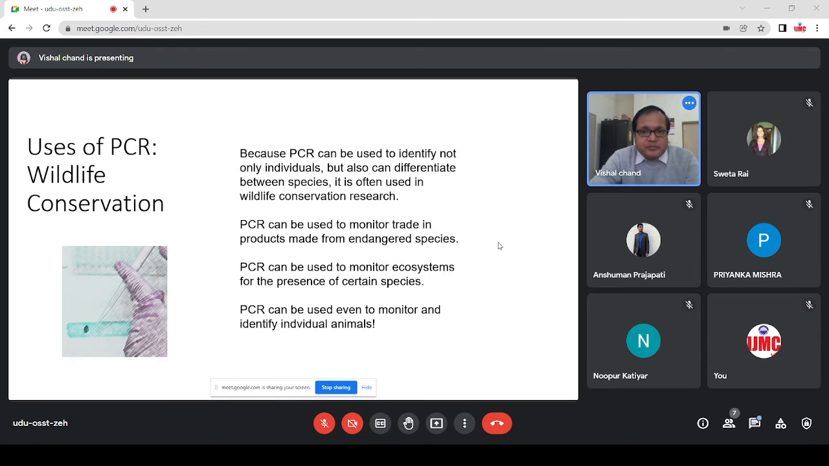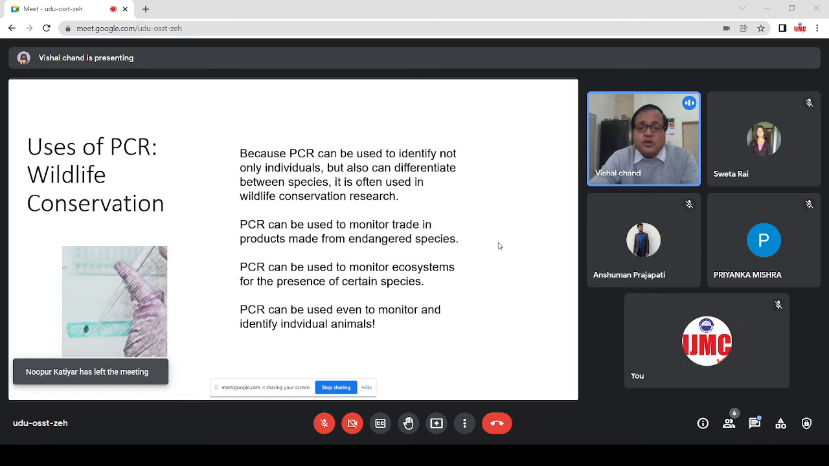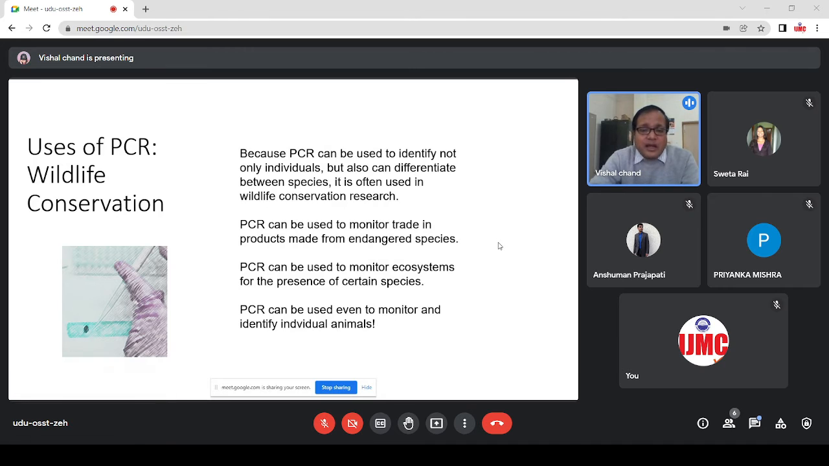Wildlife conservation. PCR can be used to identify not only individuals but also to differentiate between species. It is often used in wildlife conservation research. PCR can be used to monitor trade in products made from endangered species. PCR can be used to monitor ecosystems for the presence of certain species. PCR can be used even to monitor and identify individual animals. So you can see how many beneficial roles of PCR there are.